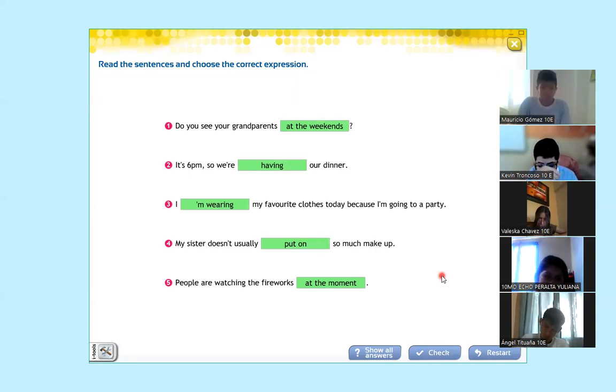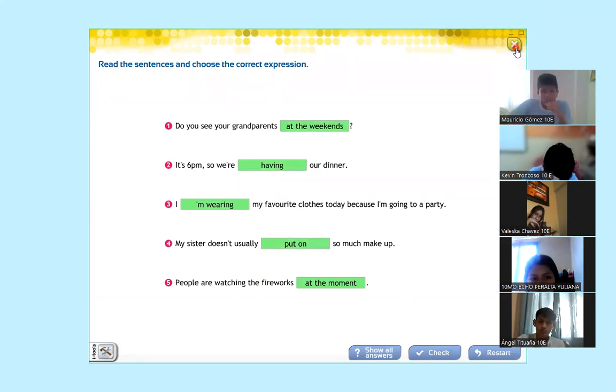Those are the expressions. Remember, at the weekends is an expression proper for the present simple tense. At the weekends for the present simple, now, or at the moment for the present continuous, okay? Correct the errors quickly, let's do it. Correct. Excellent. Okay. Correct the errors.